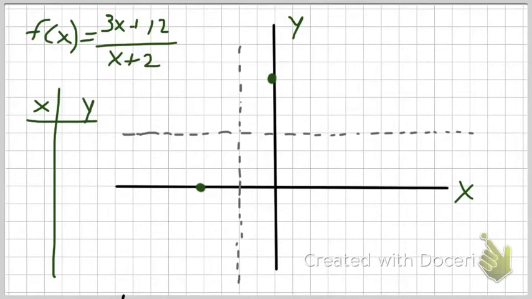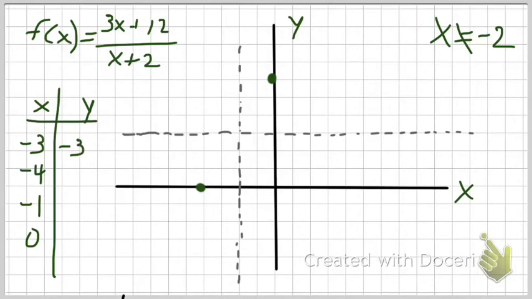Okay. We need some more points here. Let's choose numbers around that which is forbidden. X cannot be -2. Let's get close to -2, like -3, -4. Not -2, but something to the right of -2, like -1, 0. When x is -3, we find the y value to also be -3. If x is -4, y is 0. When x is -1, y is 9. If x is 0, y is 6.